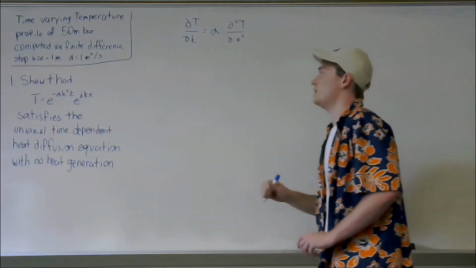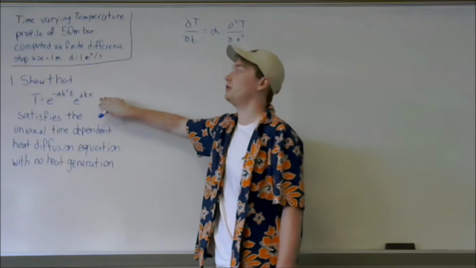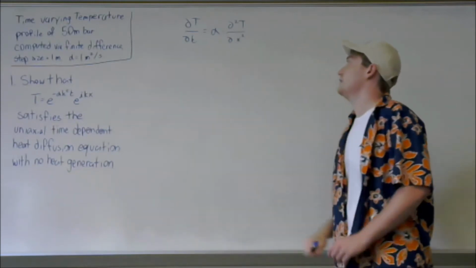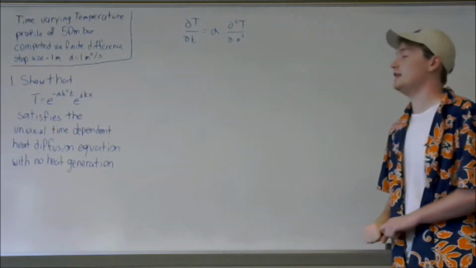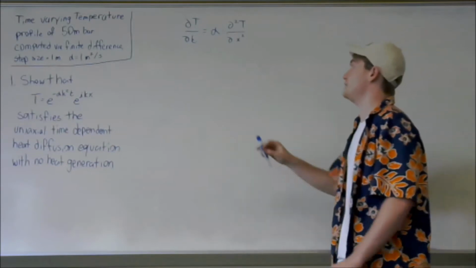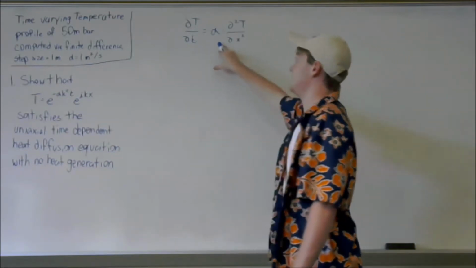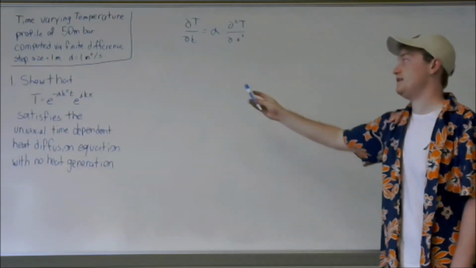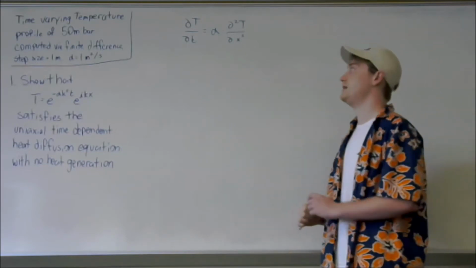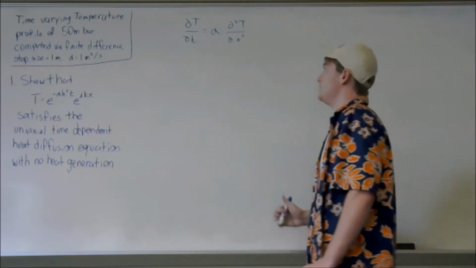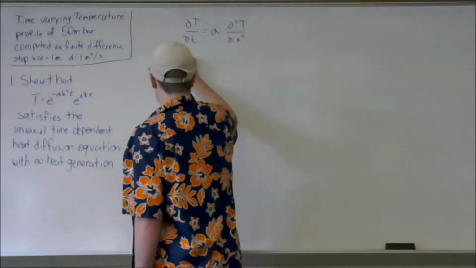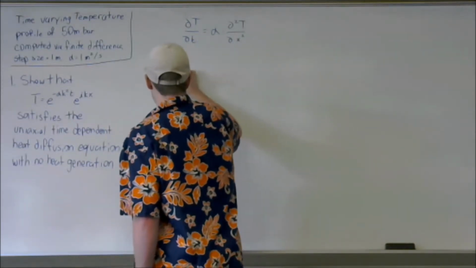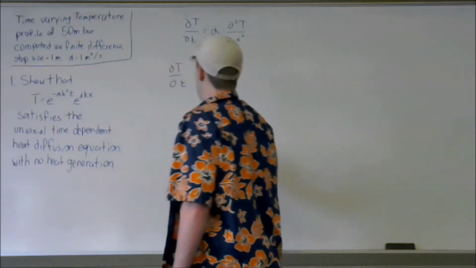Now what we want to show is that this equation for a temperature satisfies this equation. And the way we're going to do that is we're going to calculate these partial derivatives, plug them back into the equation, and if it satisfies that equation, those sides should be equal. So let's go ahead and do that. So we have the partial derivative with respect to time, just like that.